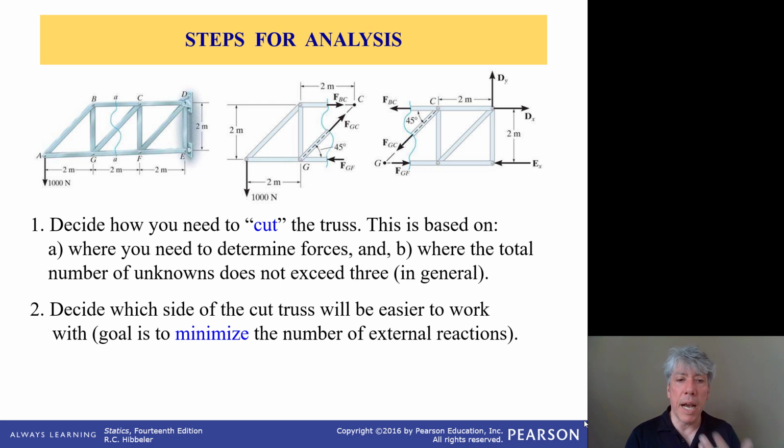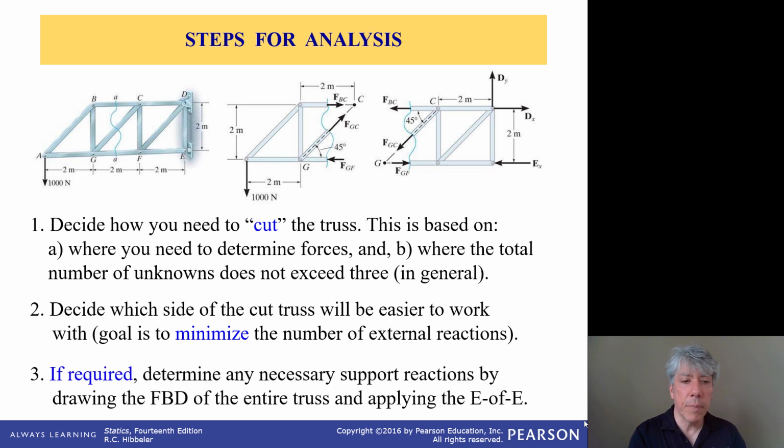Once we've decided on the cut, then it's usually beneficial to select a side of the truss. You can select either one and you'll get the same result, but select a side of the truss where you minimize the number of terms in the resulting equations. And what that usually means is you minimize the number of reactions plus externally applied loads on that side of the truss, and that way there's just fewer terms in your equations. It makes the analysis easier.